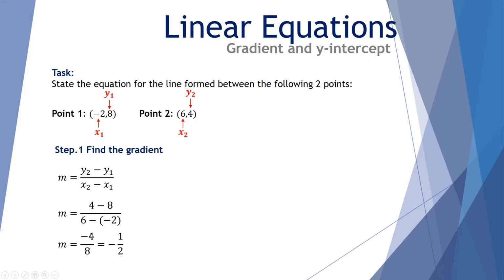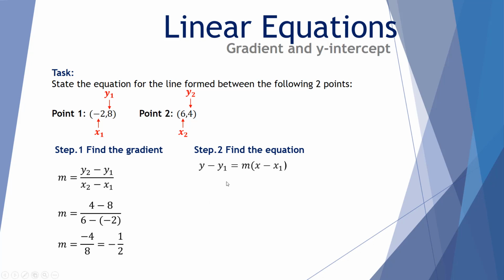4 take 8 gives me negative 4. 6 take a negative 2 is effectively the same as 6 plus 2. The minus of a negative number is the same as an addition. So 6 plus 2 is 8. So that gives us a gradient of negative 4 on 8, or negative 1/2. Finally, let's find the equation between these 2 points.